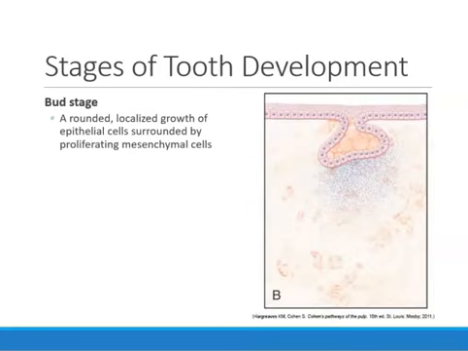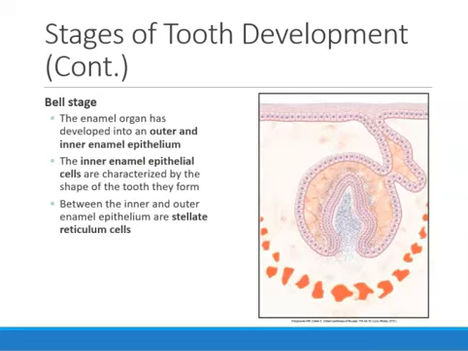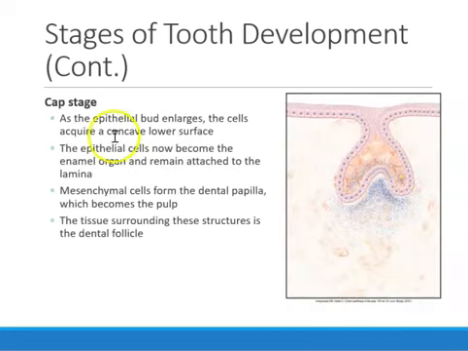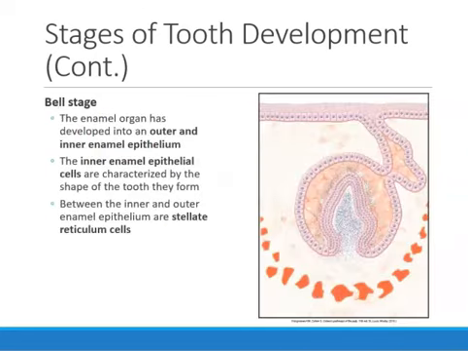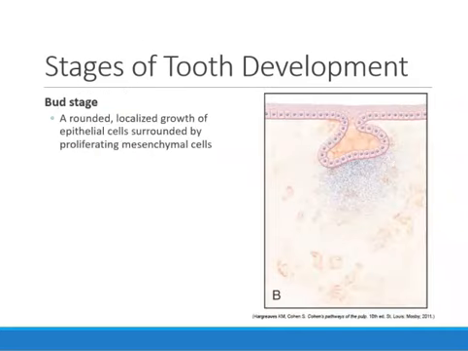Now let's look at the stages of tooth development. There are 3 stages that I want you to know: the bud stage, the cap stage, and the bell stage. The way I remember it is B, C, B: bud, cap, bell. So let's look at all these different forms.